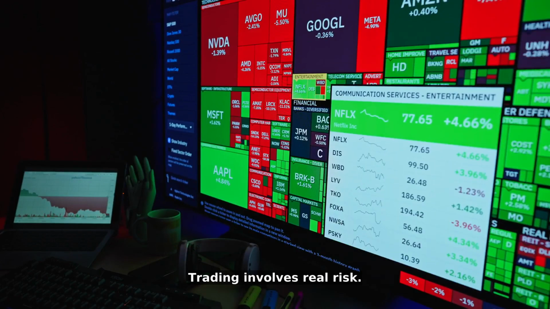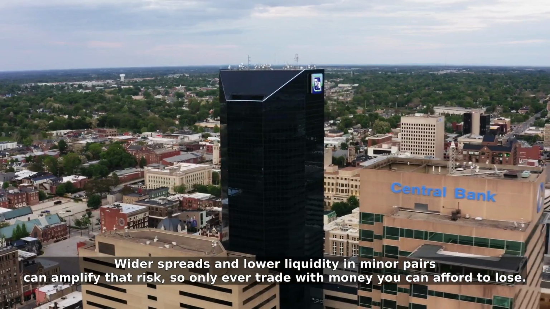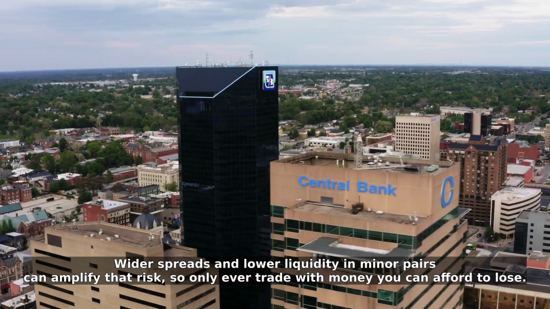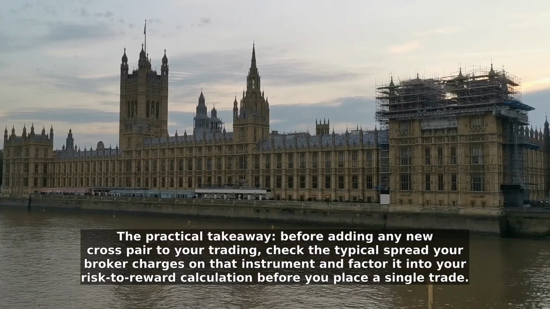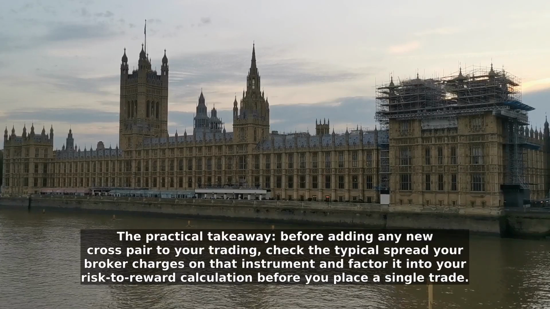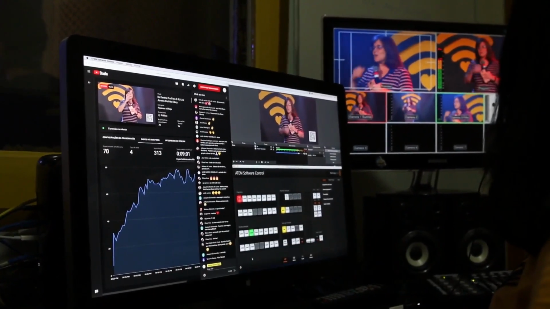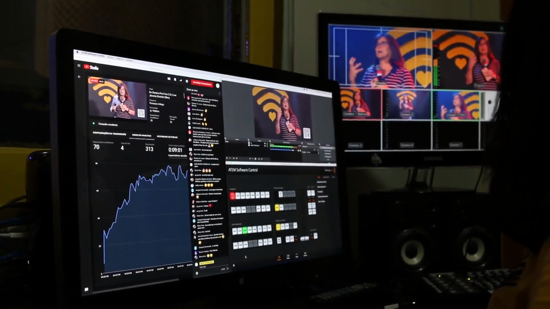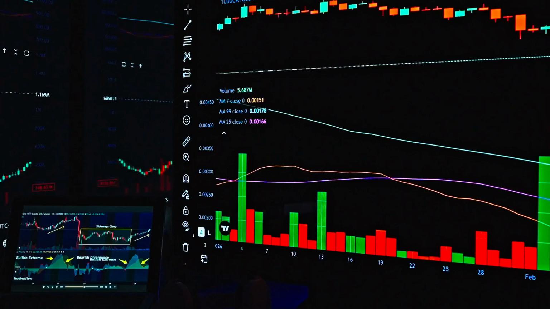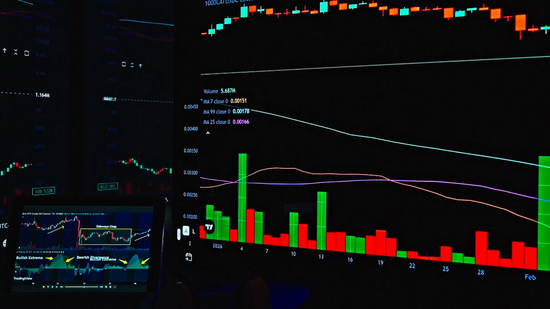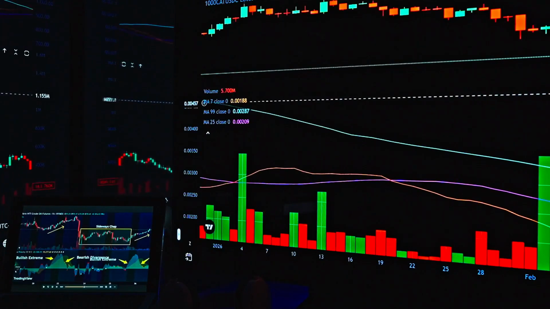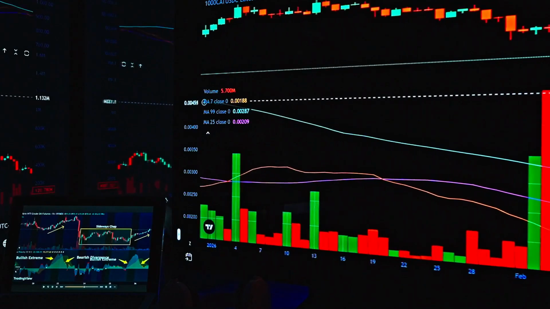What drives cross pairs? The same things that drive majors: central bank decisions, economic data, political events. But without the dollar in the mix, you need to follow the fundamentals of both countries in the pair. Commodity prices also influence certain crosses. The Australian and Canadian dollars are tied closely to raw material exports, so pairs like AUD/JPY or CAD/JPY can react to shifts in oil or metals markets.